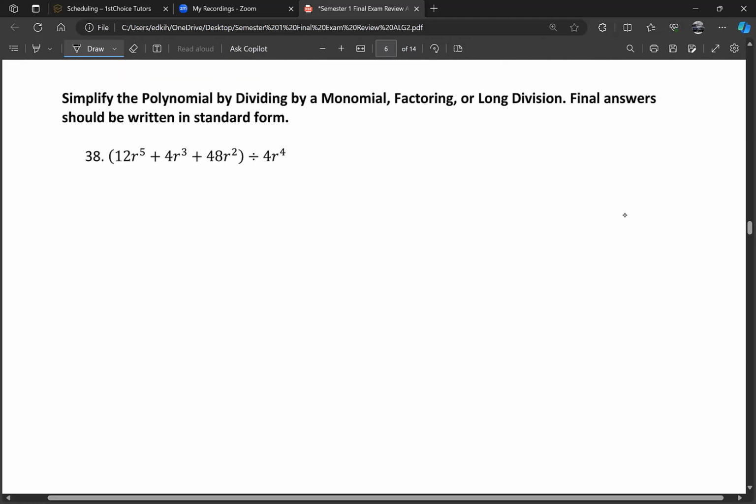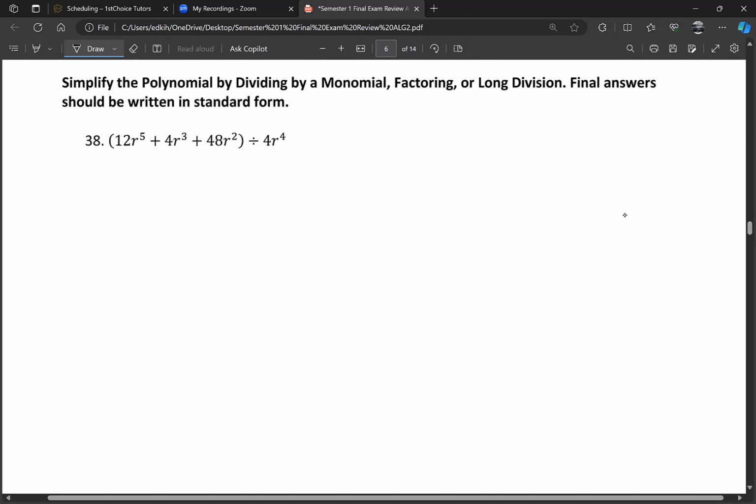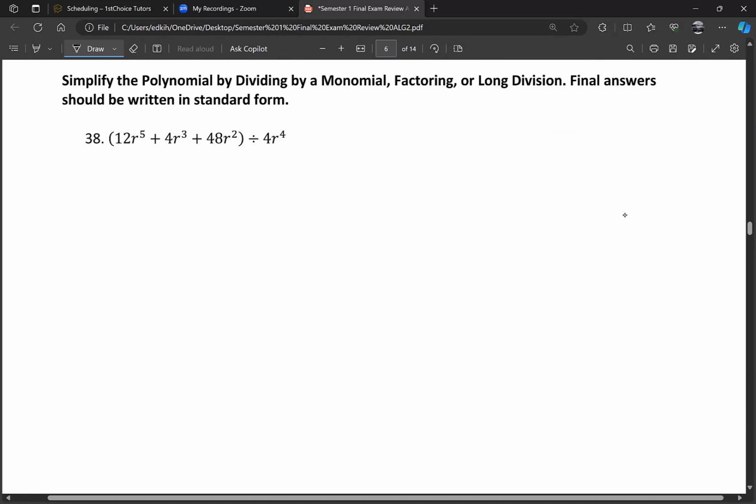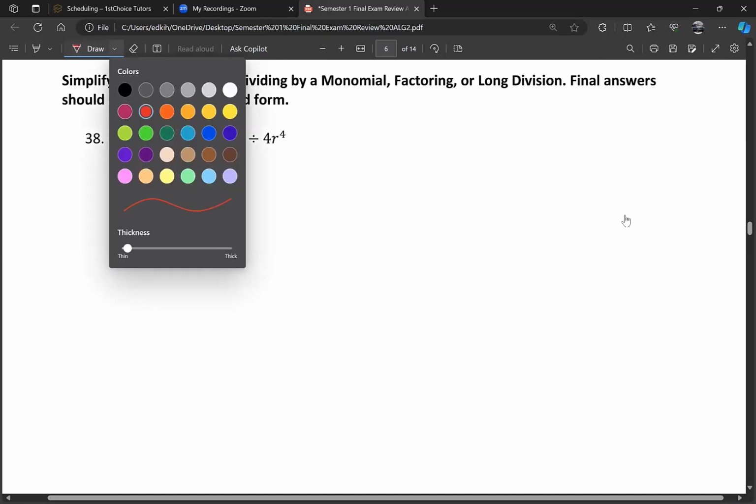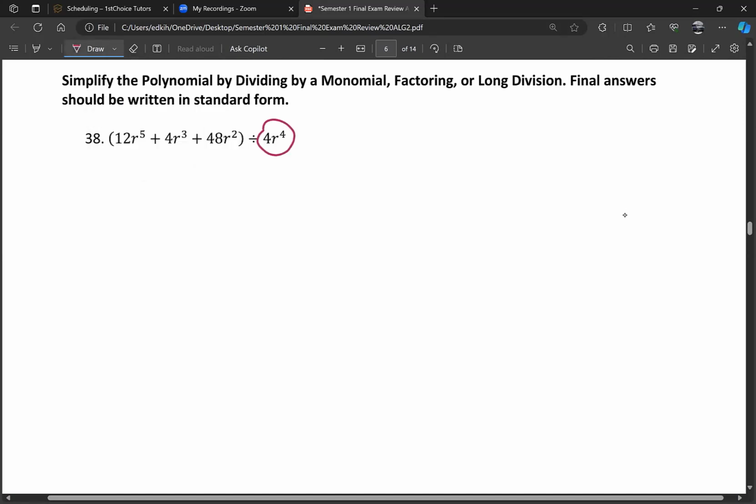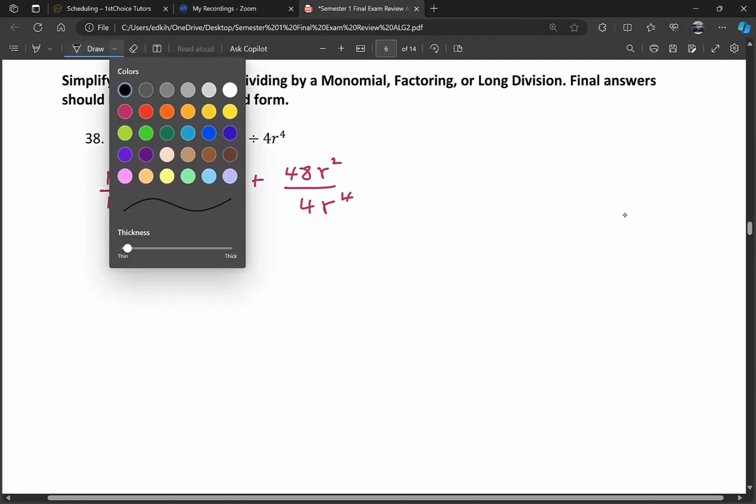Alrighty, next question. Simplify the polynomial by dividing by a monomial, factoring, or long division. Final answers should be written in standard form. Okay, got it. So if you have a monomial, the best approach here is to rewrite this by giving each term the denominator of that monomial. So 12r to the fifth divided by 4r to the fourth, plus 4r to the third divided by 4r to the fourth, plus 48r to the second divided by 4r to the fourth power. Now, just simplify each fraction individually.